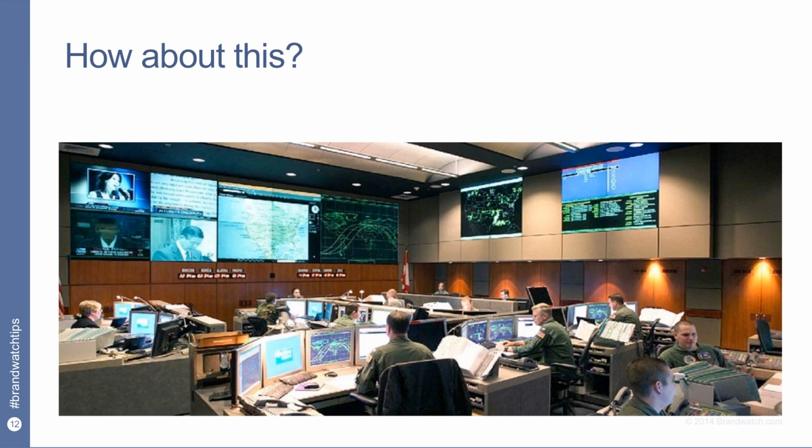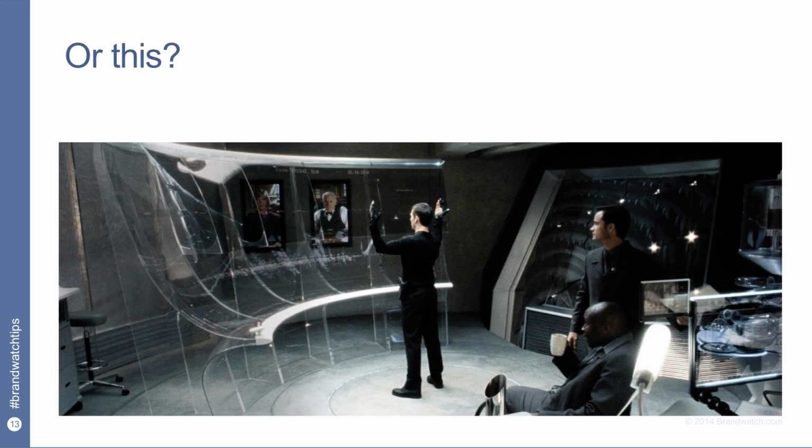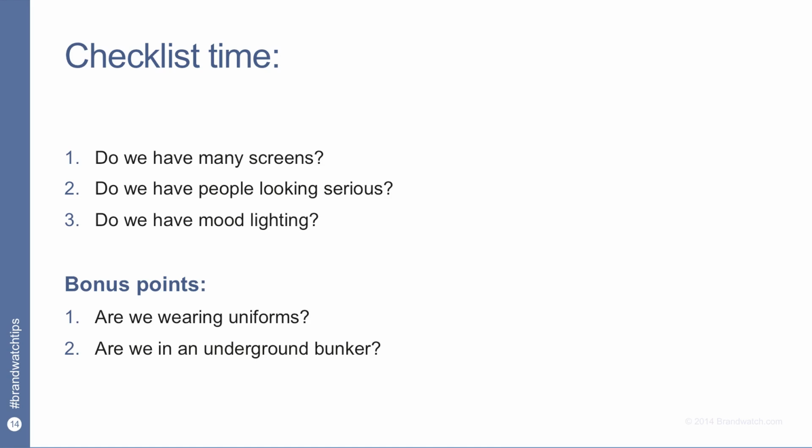I would say moving on a little bit, this was actually inside NASA. Again, we're checking all the boxes, and probably a +1 on the serious looking side. So very much a command center. And then maybe looking a little bit more into the future, a lot of those attributes, less people, very serious, and some serious mood lighting. So I think we can add from those little snapshots maybe a couple of bonus points onto the original checklist. Are we wearing uniforms? And for extra bonus points, are we in an underground bunker? Maybe not one we're all going to live up to, but let's throw that one out there as well.